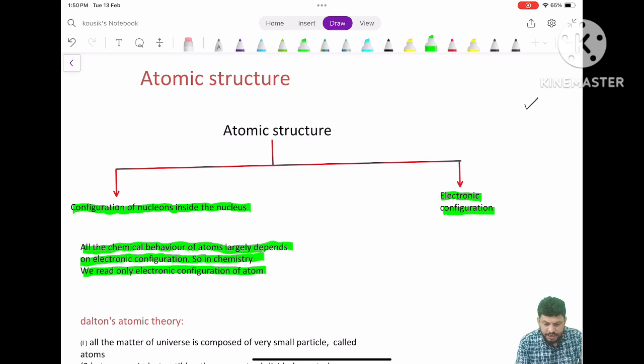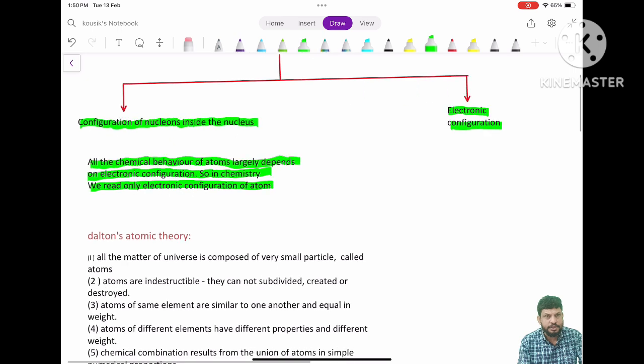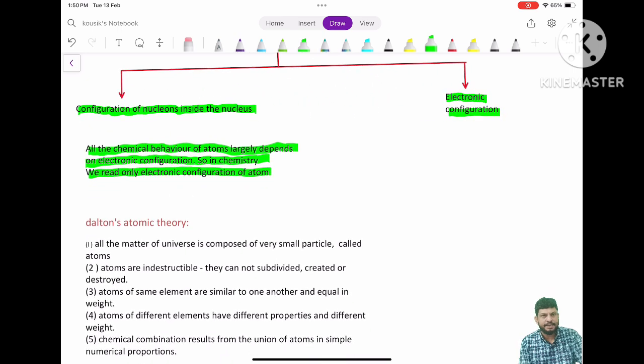So, the primitive atomic theory was Dalton's theory, and Dalton's theory was proposed around 1800, in 1803. The proposals are very simple, but very useful even for modern chemistry. Let's see what his proposals are.